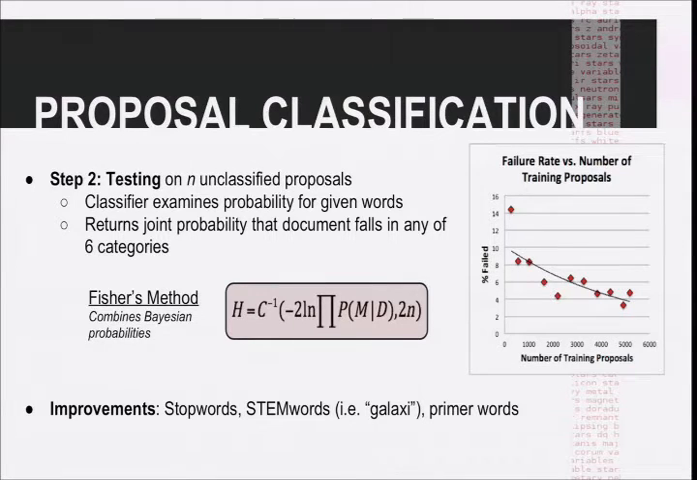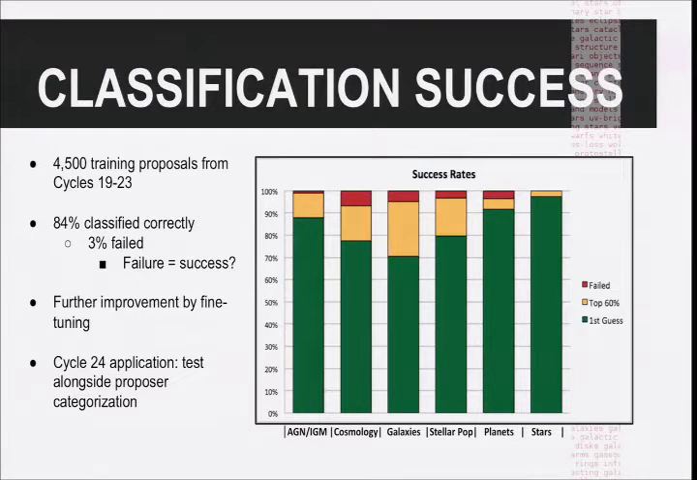In this case, as expected, you have about 15% failure when you're training on just 500 proposals, and closer to 3 or 4% failure when you're training on 5,000. So that's an exponential curve, and generally I'll stick with about 4,500 to train on so that I can test on the remaining 500 and really figure out what my misclassification rate is. Here's a better plot of the success and misclassification. Again, that's 4,500 training proposals from the last 5 years and 500 testing proposals.